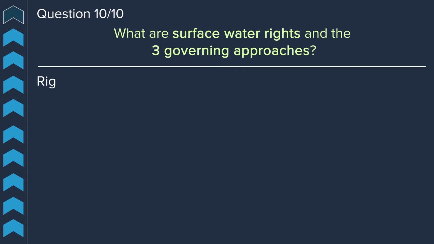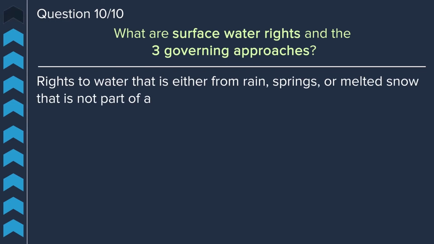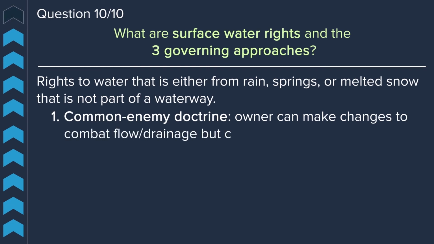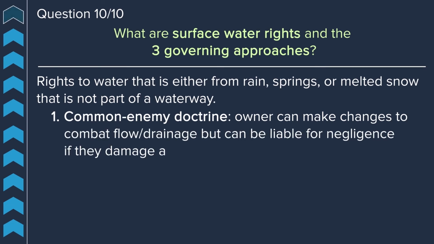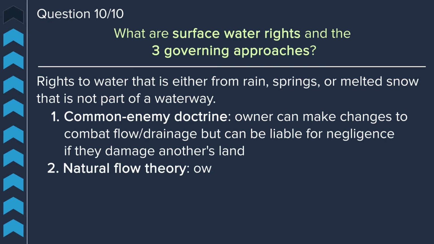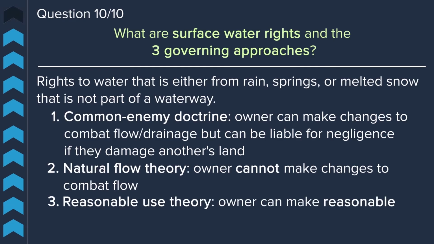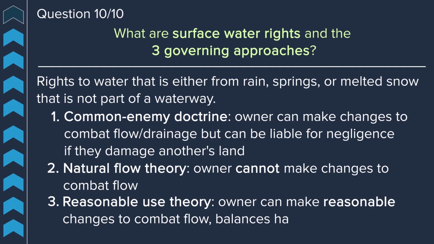Surface water rights are rights to water that is either from rain, springs, or melted snow that is not part of a waterway. The 3 governing approaches are first, the common enemy doctrine, which holds that the owner can make changes to combat flow or drainage, but they will be liable for negligence if they damage another's land. The second approach is the natural flow theory, which states that an owner cannot make changes to combat flow. And lastly, we have the reasonable use theory, which holds that an owner can make reasonable changes to combat flow, but this balances the harm versus utility of that change.